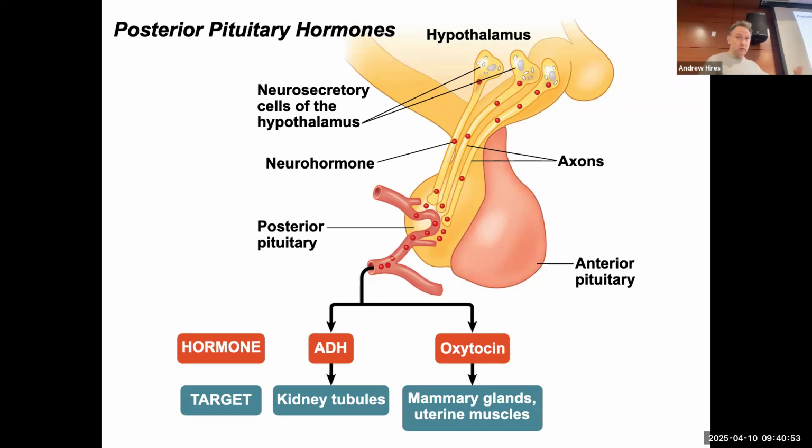Now, that's the posterior pituitary. That's the easy one. Okay. Oh no. Oh my God. Oh. This way I should put this down here. Hopefully nothing breaks down there.